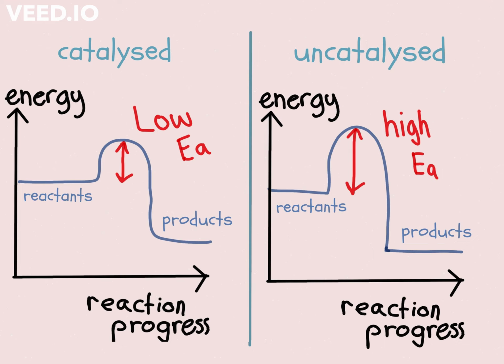Firstly, enzymes catalyze biochemical reactions by lowering their activation energy. The lower the activation energy, the faster the rate. This is considering that activation energy is the minimum amount of energy required for a reaction to take place. Take a look at the difference in activation energies between the catalyzed and uncatalyzed reaction.